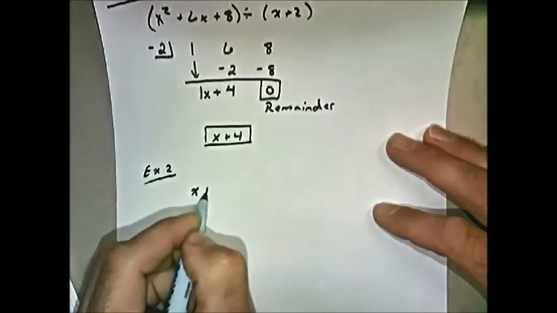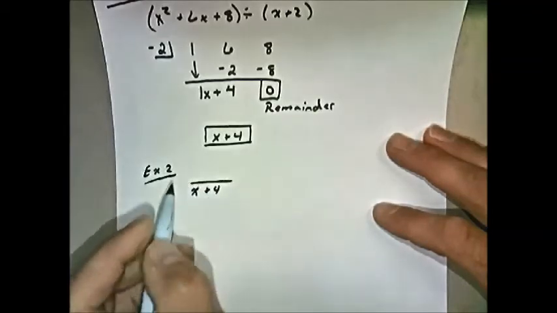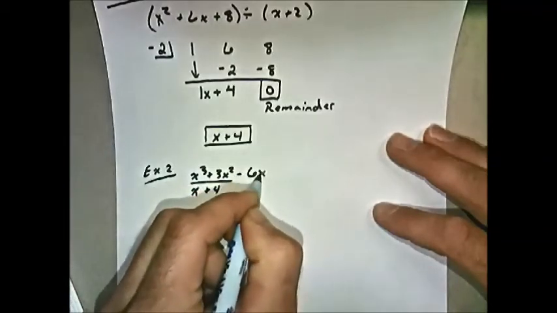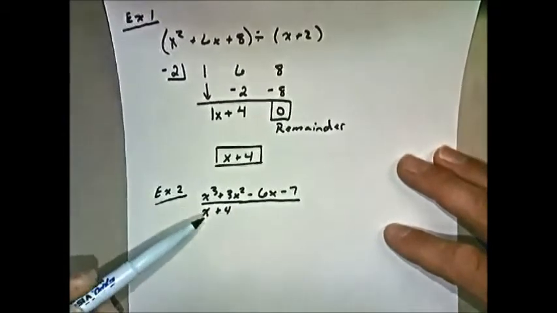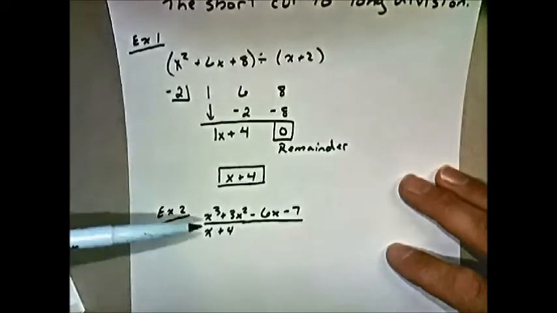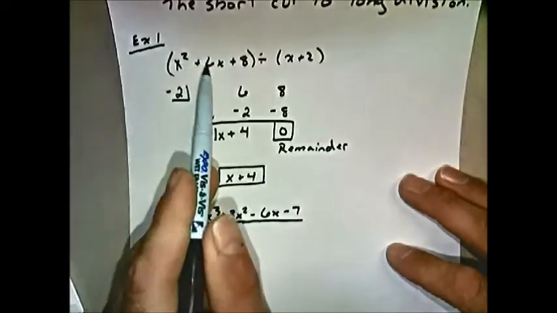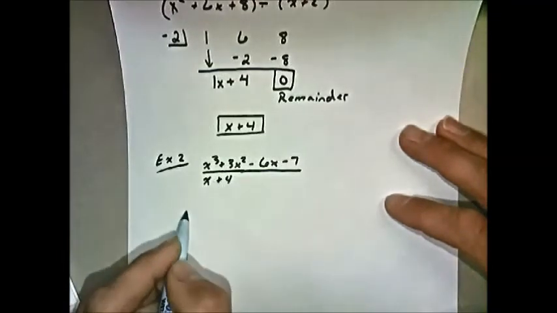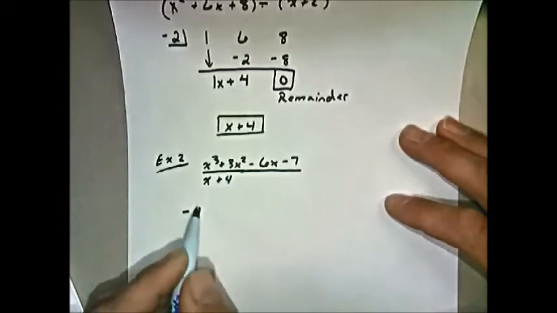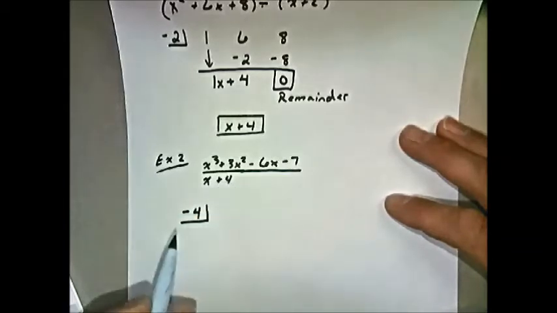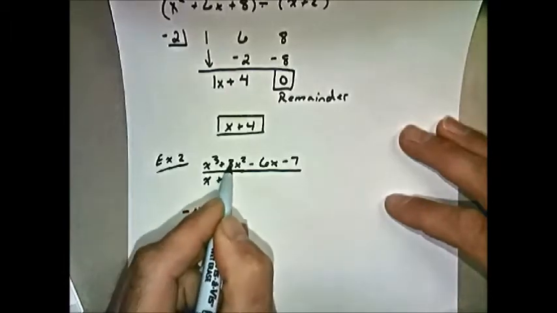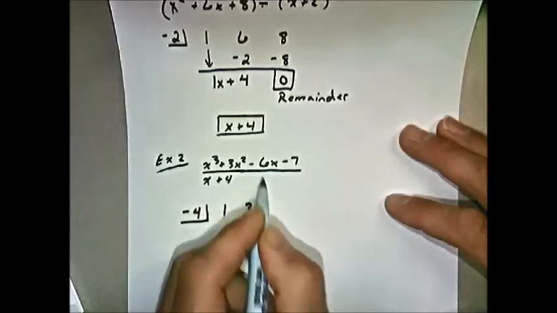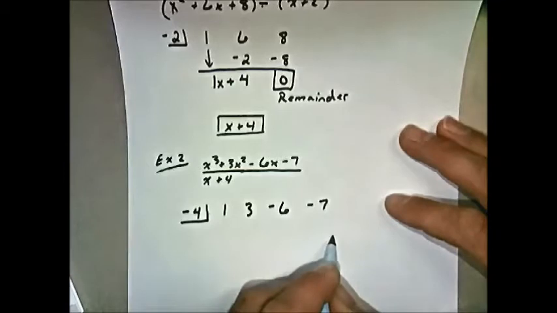So let's take x plus 4 and divide it into x to the third plus 3x squared minus 6x minus 7. Notice I've written it differently, but we still have a division problem. This one is in fractional form, this one is simply in division form. We're going to again take the divisor and take the opposite of our constant term. Remember, the constant term has no variables. And we're going to take the coefficients of our dividend.